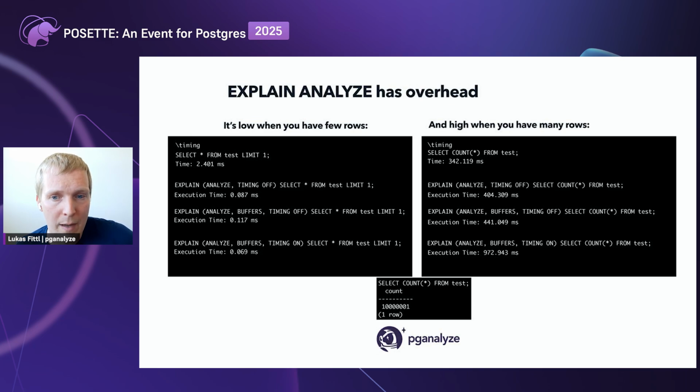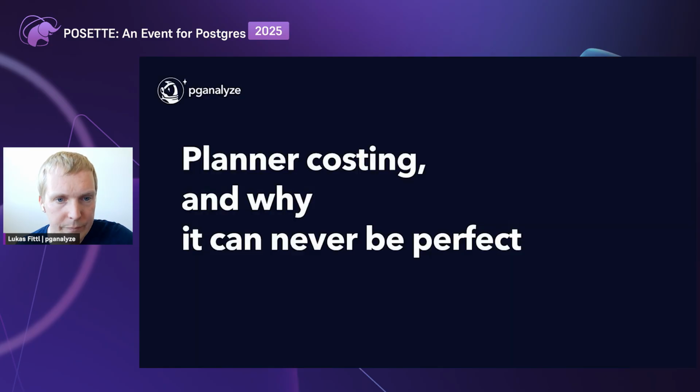But where it gets really bad is if you have timing on and the buffers option on, then Postgres basically measures each repeated access to the plan node, and that just takes a lot of time. And so when you benchmark, EXPLAIN ANALYZE will give you the insights into what's going on, but you should always run the query without EXPLAIN ANALYZE also, to get the true performance, without the overhead of measuring this.